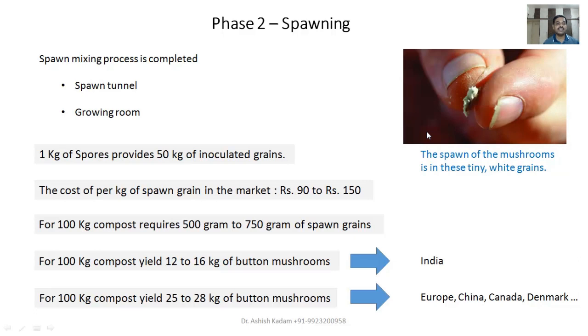So if you sell that 12 kg of extra button mushroom, let us assume the rate is 100 rupees, so 12 kg into 100 rupees means 1200 rupees extra from 100 kg of compost. You can convert that into how many cycles you have in a year at your farm and how much extra money you will get.